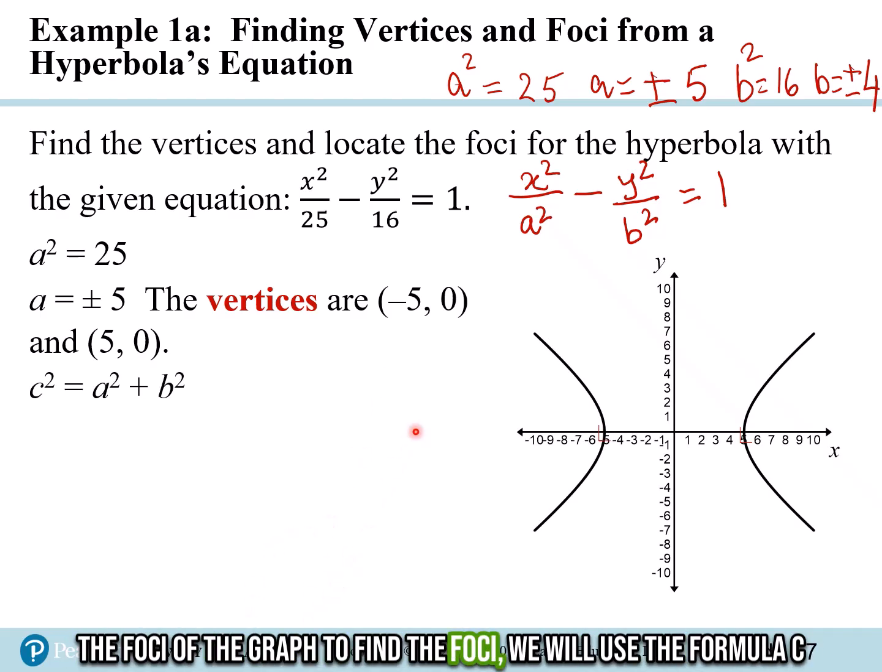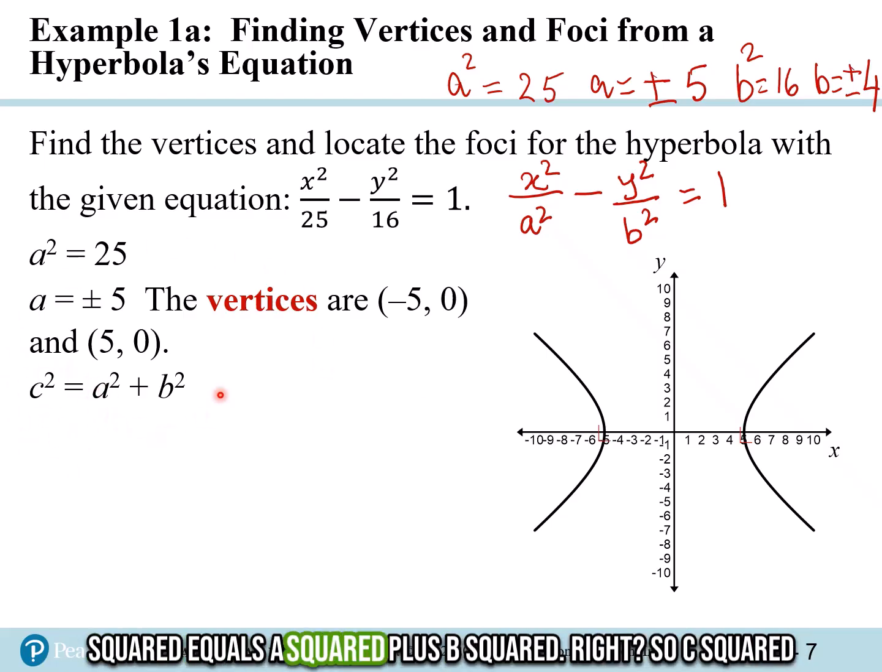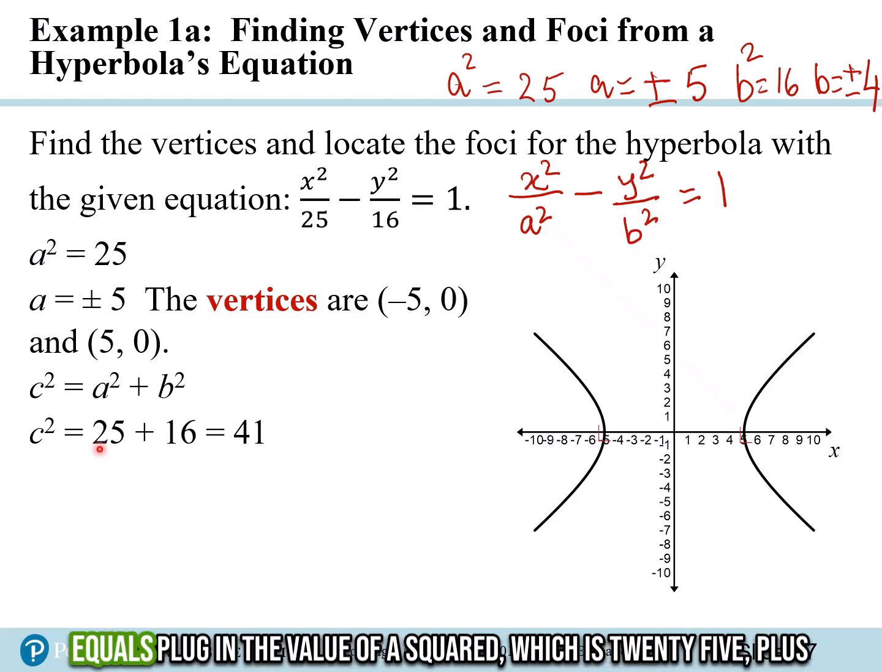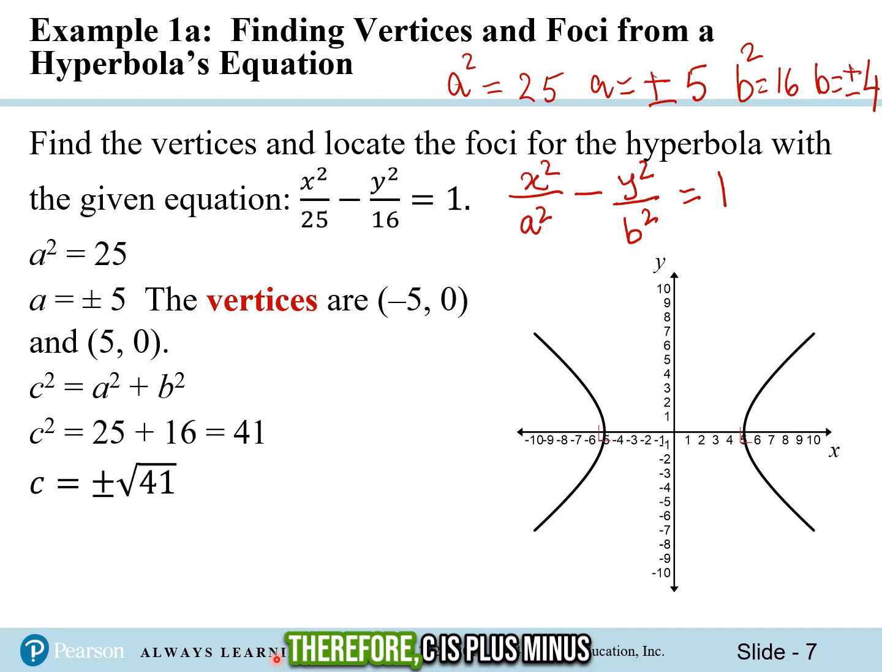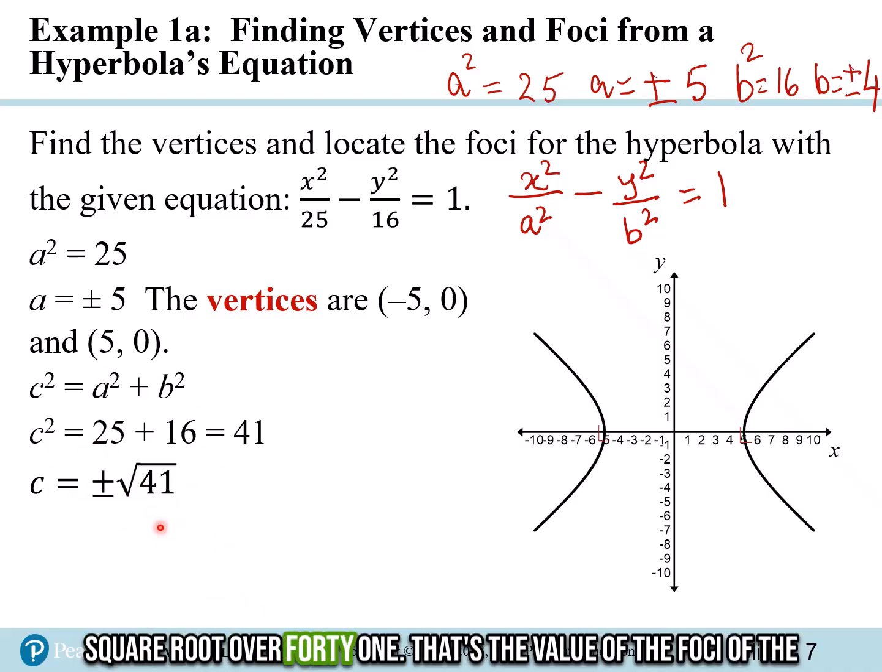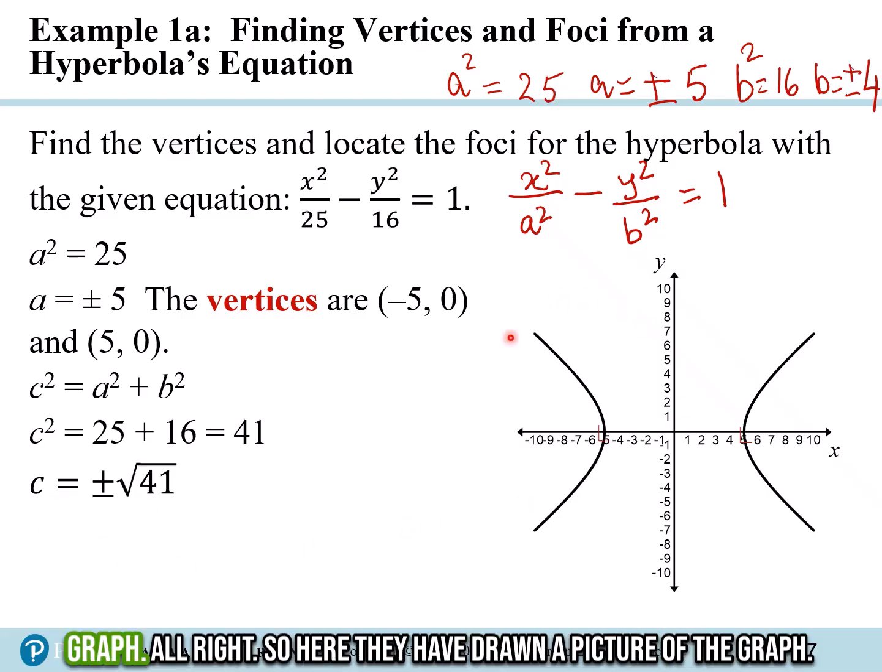All right. And now we have to find the foci of the graph. To find the foci, we will use the formula c squared equals a squared plus b squared, right? So c squared equals, plug in the value of a squared, which is 25, plus b squared, which is 16, equals 41 when we sum that up. Therefore, c is plus minus square root of 41. That's the value of the foci of the graph, right?